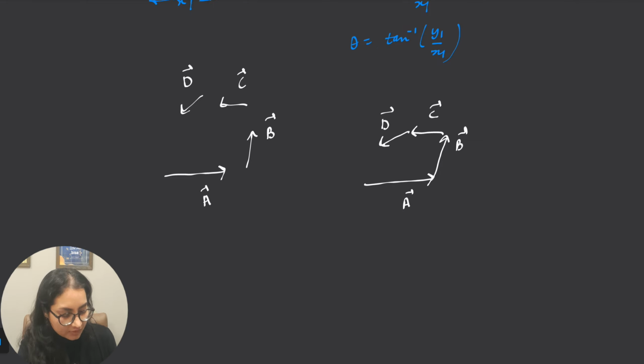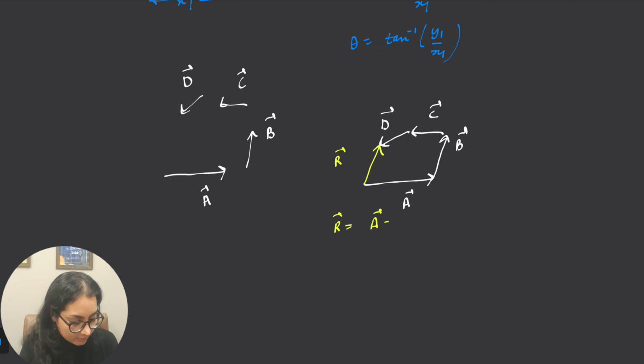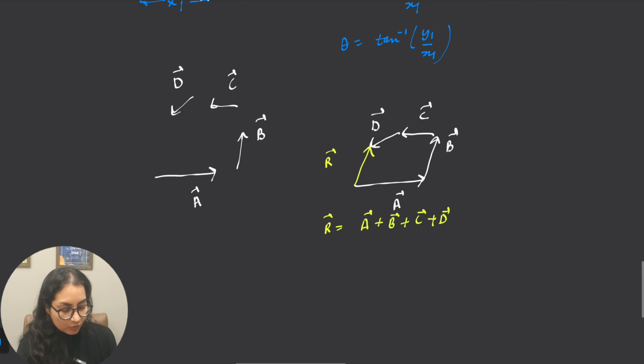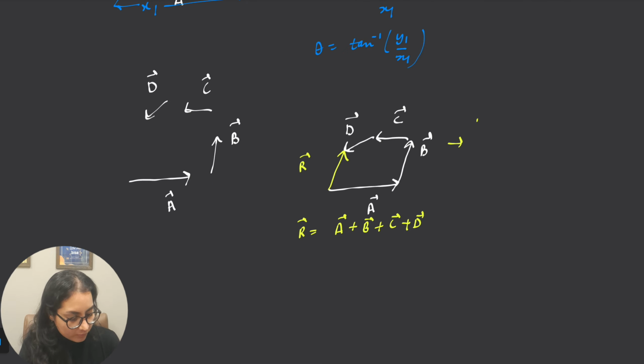And the side left to complete the polygon is called your resultant, and that resultant is A plus B plus C plus D. And you can calculate the direction as well, with a similar method. So this method is called the polygon law of vector addition.